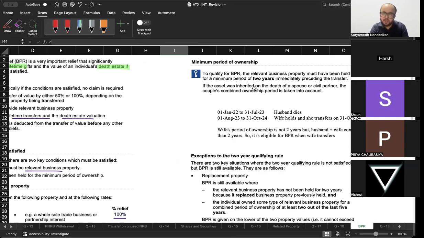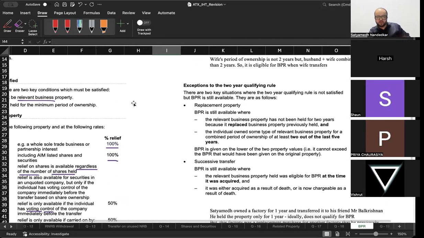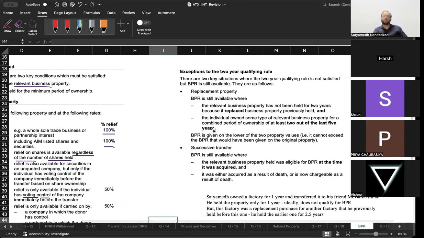If the asset was inherited on the death of a spouse or civil partner, then the period held by the spouse should also be considered. Okay. Then, are there any exceptions to the 2-year qualifying rule? There are two key situations where the 2-year qualifying rule is not satisfied, but BPR is still available. One is replacement property, and the other is successive transfers.